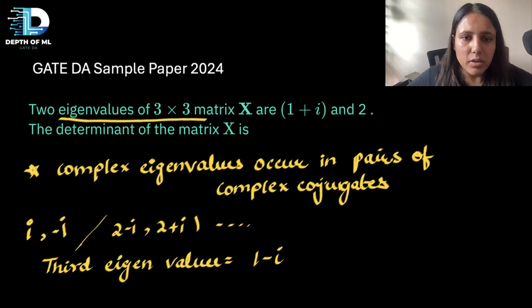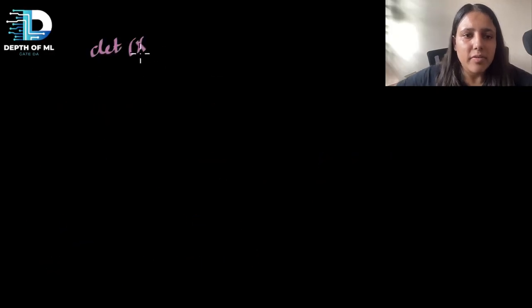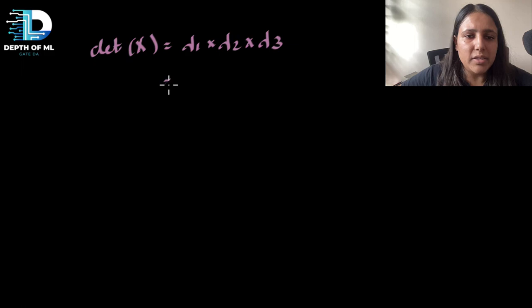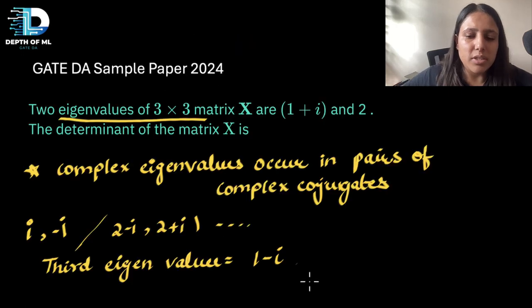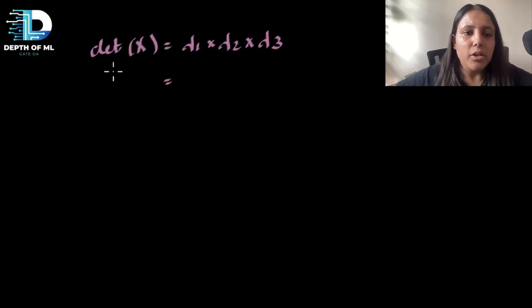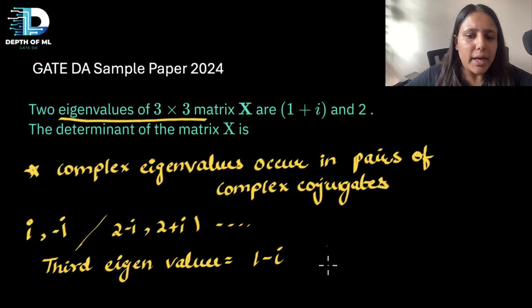The other property is that the determinant of the matrix, what is the matrix given? X, right? The determinant of X will be equal to lambda 1 into lambda 2 into lambda 3. Fine. So for the determinant of X, we know the 3 lambda values. This is a property that you should know, that you can compute the determinant of the matrix using the eigenvalues also, right? So we have 3 eigenvalues. It's a 3 cross 3 matrix. So I can just multiply the 3 eigenvalues that I have and I can get the determinant.